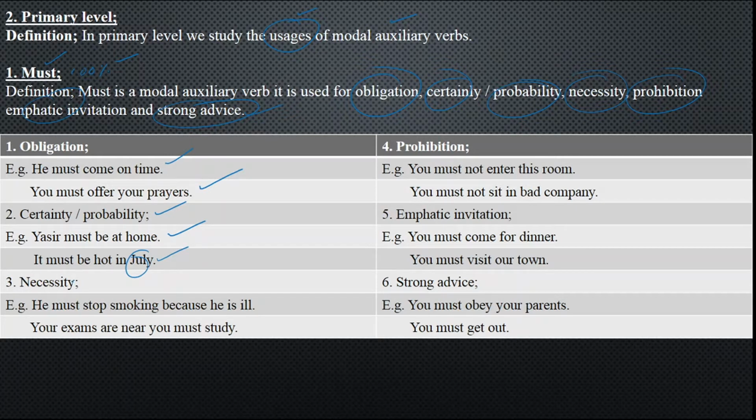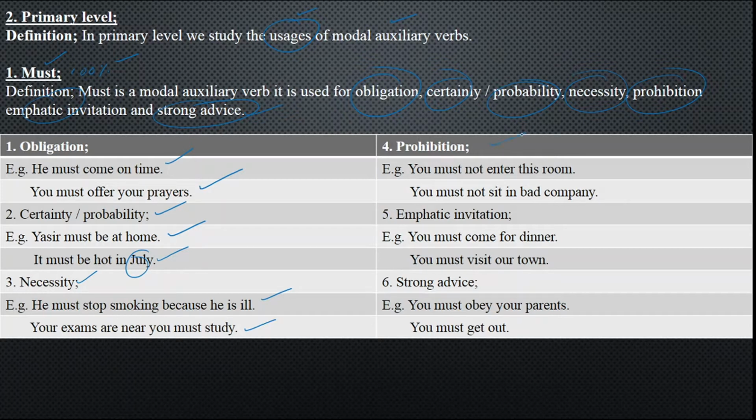Next, we are going to discuss necessity. He must stop smoking because he is ill. It is so necessary that he should not smoke. Why? Because if he smokes, then being ill, it will affect his health and he won't be able to feel better in future. So he must stop smoking because he is ill. Your exams are near, you must study. It is necessary that you take the time and study your books. Why? If you don't, then you will fail the exams. It is necessary for you to follow the rules and regulations of study, whatever is required.